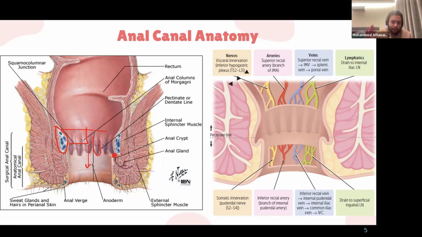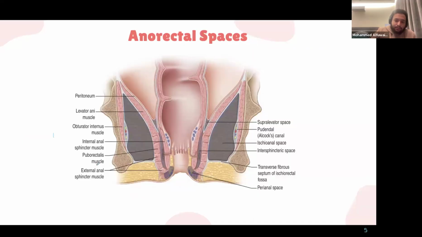Internal hemorrhoids, okay? If it's below the dentate line, external hemorrhoids. There are ways to differentiate the two that are more important, and we'll get to that. Okay? This is the important parts of the anal canal anatomy, okay?